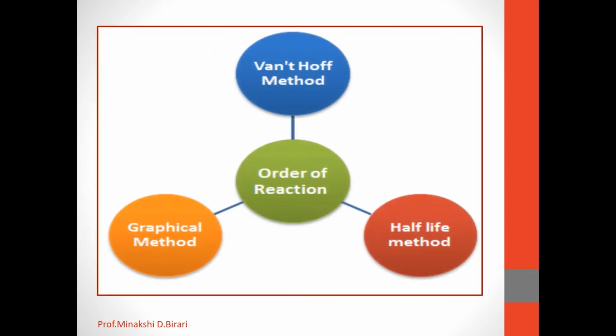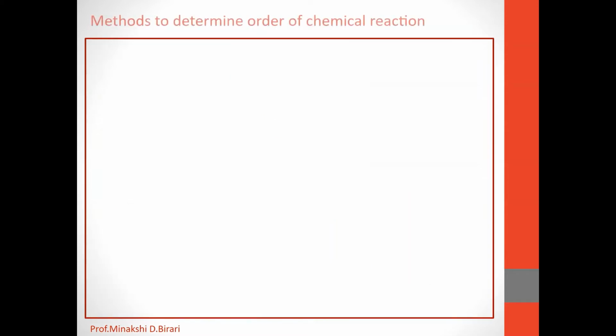So let's see in detail the methods for determination of order of reaction one by one: Van 't Hoff method, half-life method, integrated rate equation method, and graphical method. First of all, the integrated rate equation method.